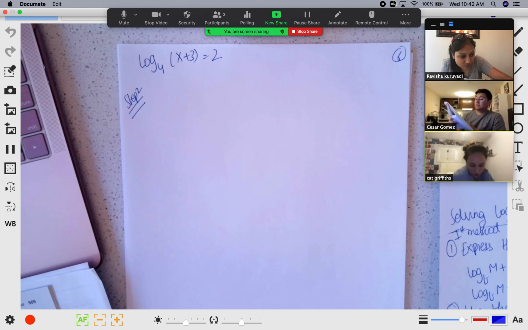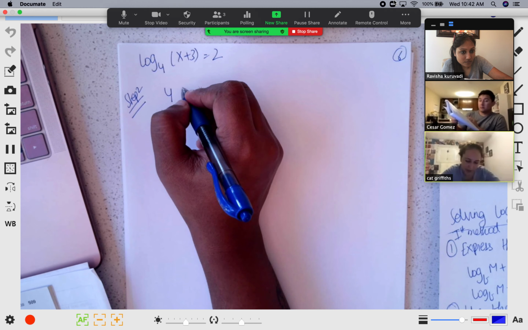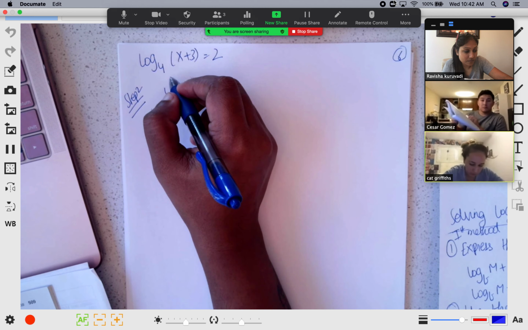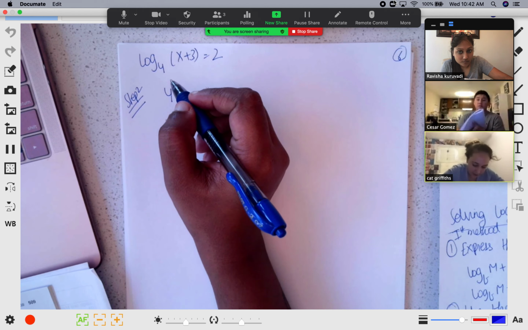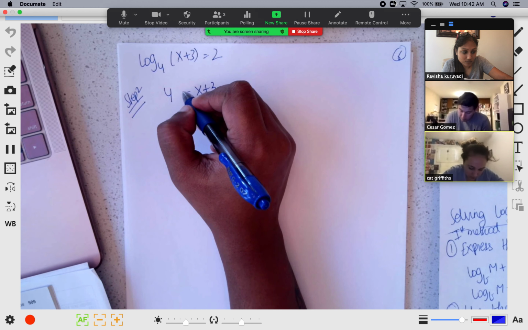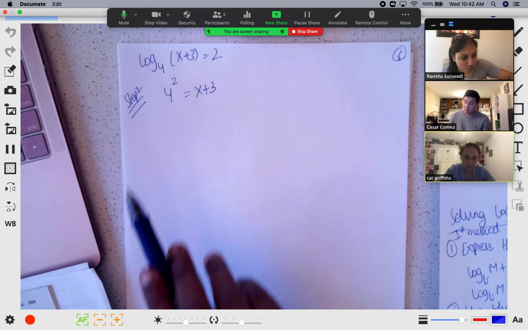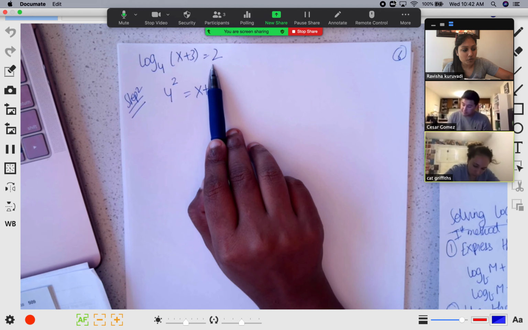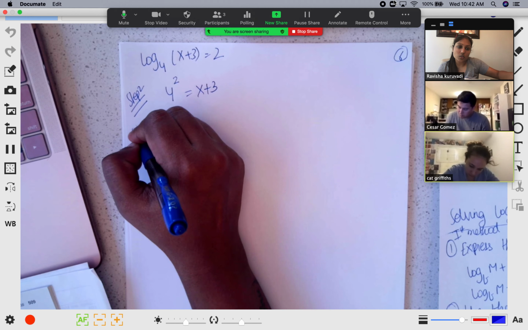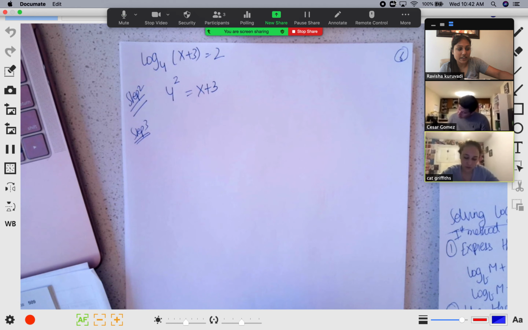I think it would be 4 equals. Actually, wait, is 4 the base? Oh, okay. Would it be x plus 3 equals 4 to the exponent of 2? Yes, exactly. So that's how you can remember. This 4 goes here, and it will push this 2 on the top. It becomes 4 to the power of 2 is equal to x plus 3. Step 3 says solve for the variable. What's the variable here, Kat? The variable is x. Yes, we are trying to find x. What is 4 squared?